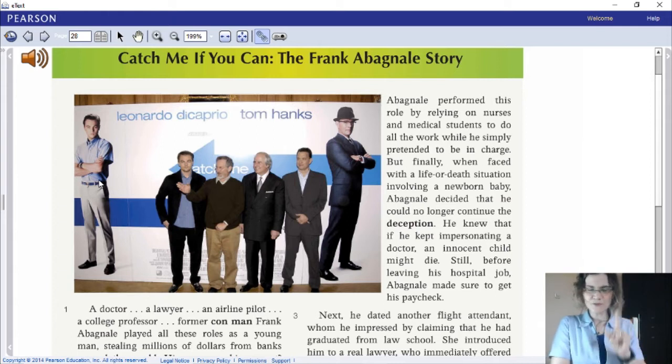The first one is previewing, predicting what type of text it is. Could be an article, could be anything. It could be informative. And then for skimming, you're going to read the first paragraph, which is the introductory paragraph. You're going to read every topic sentence, which is the first sentence in every body paragraph, and you're going to read the concluding paragraph.